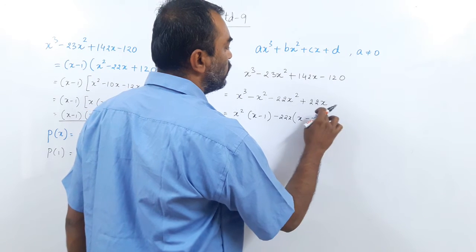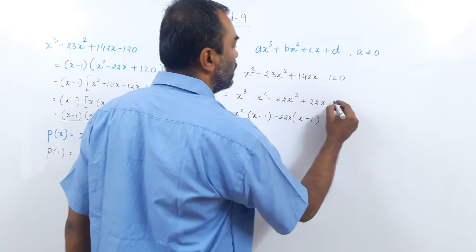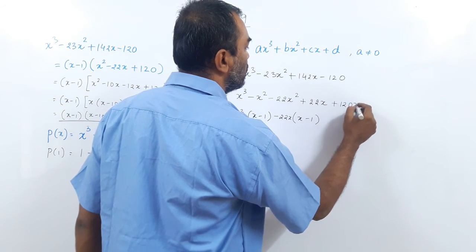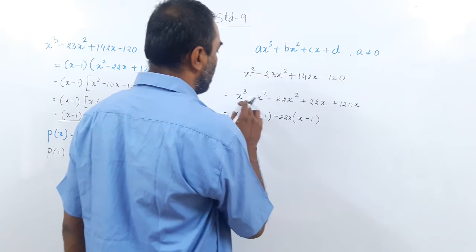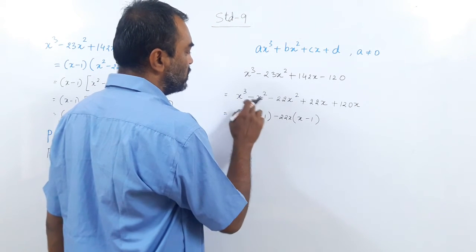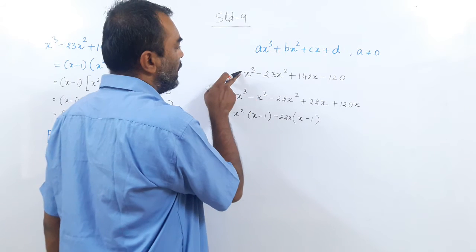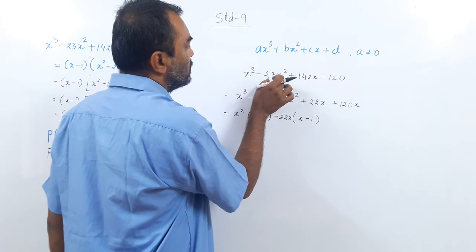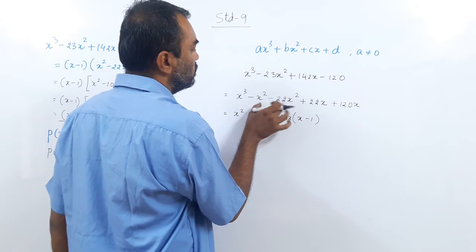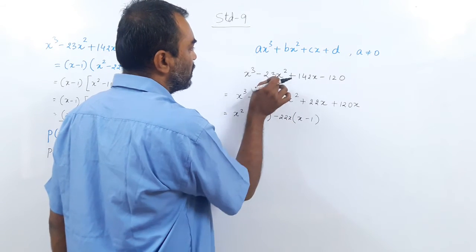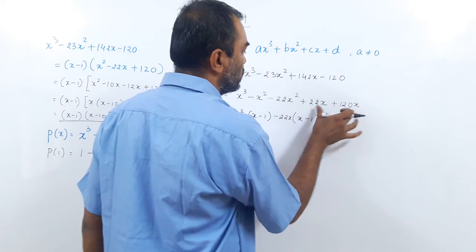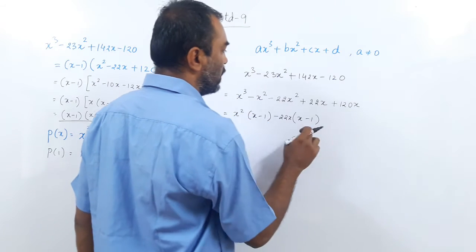But I had a 142x here. I've got already 22x. So what should I add here? 120x. Did you follow this step? I've gone by this step. I first did the factorization, got the splitting. So what I've done, x cube I've kept as it is. This one I split into two terms to get x minus 1 as a factor. This also is split into two terms. Yes, based on what I got.